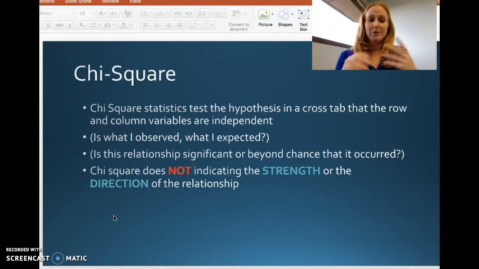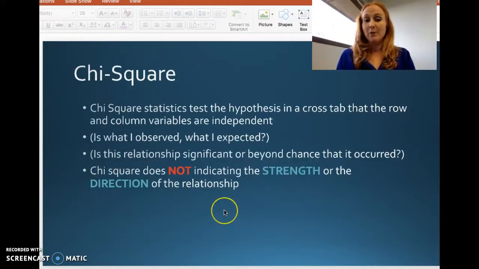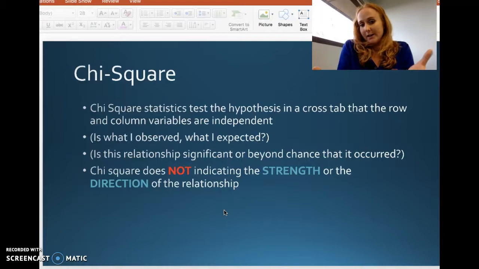So when we make a prediction, we say, I predict that these two things have nothing to do with each other. So if I were to go back to this little chart, I would see equal numbers or roughly equal numbers in all the boxes. 50, 50, 50, 50, 100, 100. Really, these two things have nothing to do with each other. They should be pretty equally distributed across all the little boxes, and it won't matter. Okay? So we want to know if when we go observe and go collect data on it, if that's actually true. Is this relationship, or in this case a chi-square association, significant or beyond chance that it occurred?